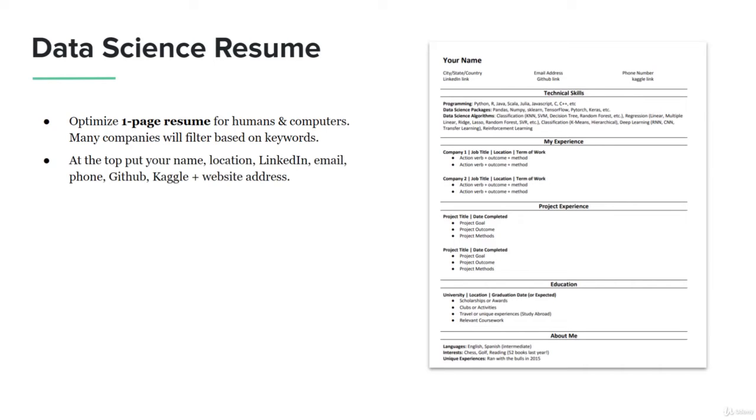And so at the very top, you want to put your name, your location, your LinkedIn profile, your email, your phone, and then GitHub and Kaggle profiles, and then your website address. Because making sure that you have a website is critically important for you to be able to set yourself apart from the competition. And we're going to walk through in one of the other videos the importance of having a website. And so under that, you want to put your technical skills, right?